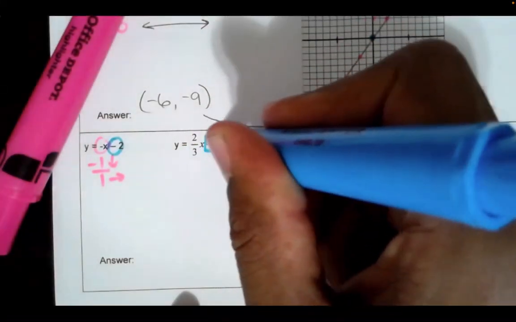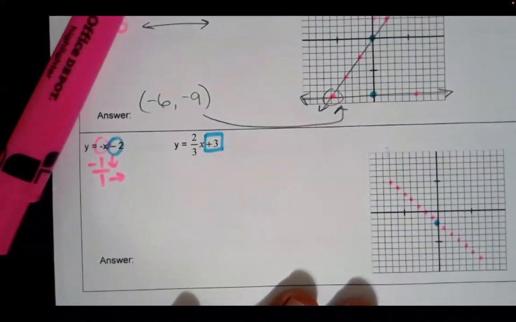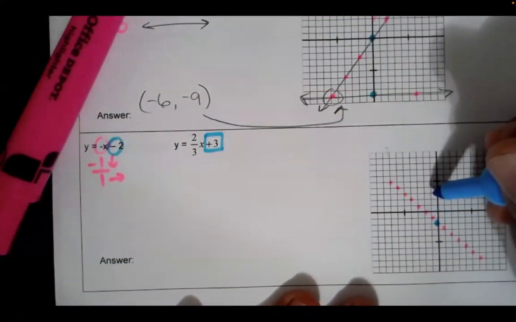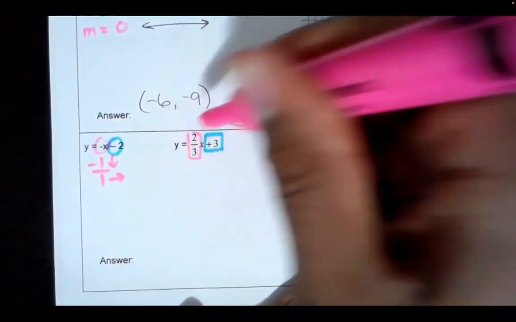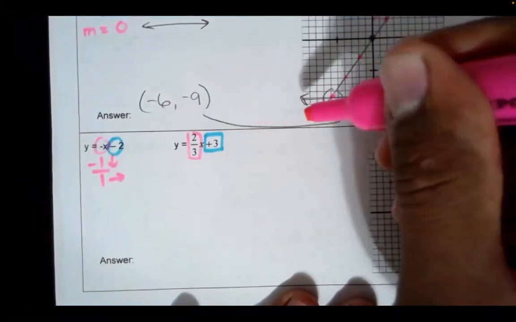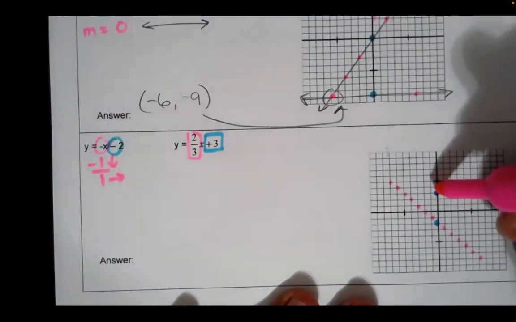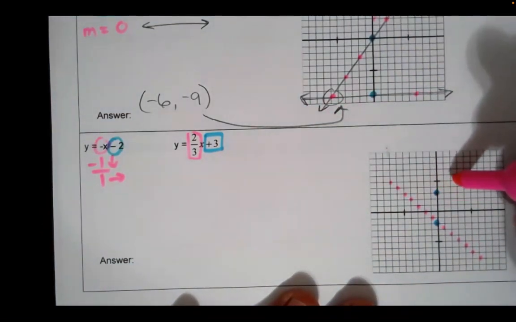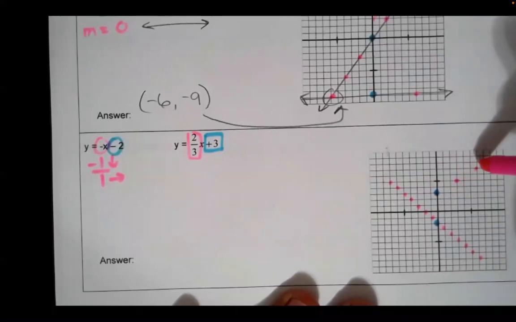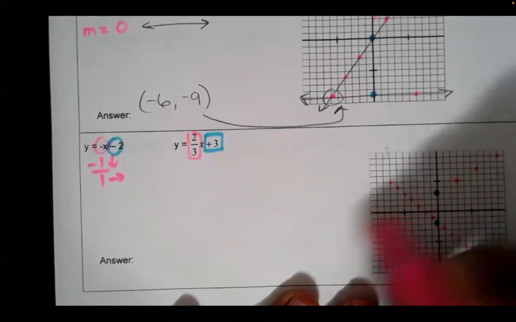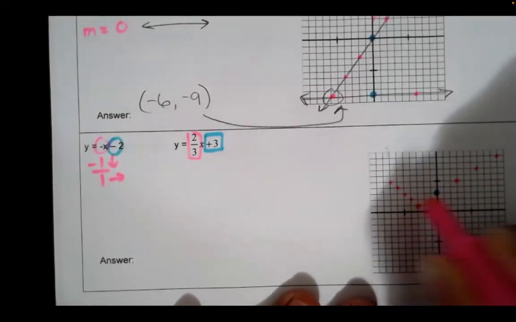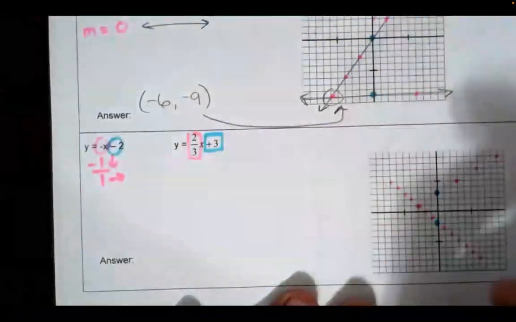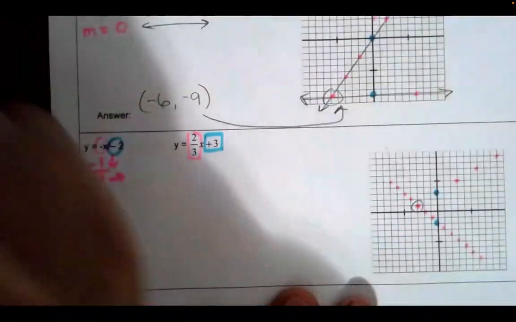Okay, so the next one, the second, remember, you start with the second number. So I'm going to go up 3 because it's plus 3. And then my slope is positive 2 over 3. So I'm going to go up 2, right 3 from that point. So up 2, right 3, up 2, right 3, up 2, right 3. Okay, I can't go any further, and I know that it's going to cross going this way. So that means I'm going to go down 2, left 3, and boom. You can see that that's where the answer is. Right there. There's my solution.